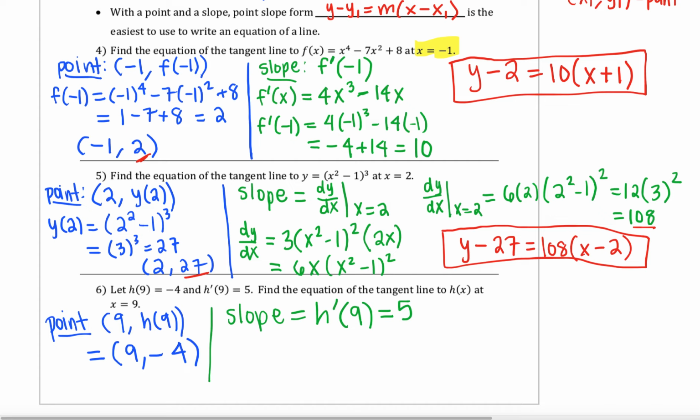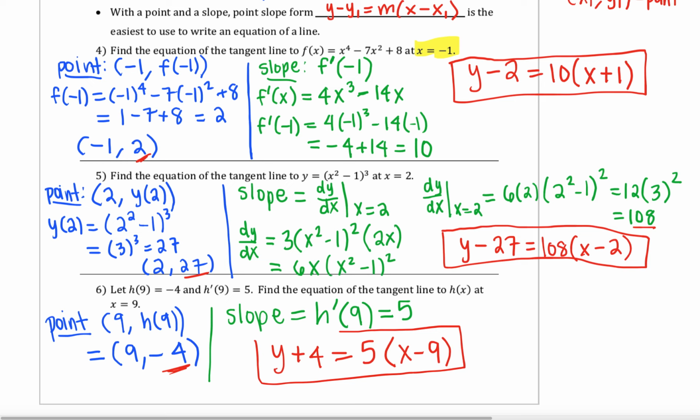Putting both of those pieces of information together, using point slope form, I'd get y minus our y1 value, which would be -4. So I could write that as y plus 4 then, from the double negative, equals our slope of 5 times x minus our x1 value of 9. And that right there would be our equation of our tangent line for h of x at x equals 9.